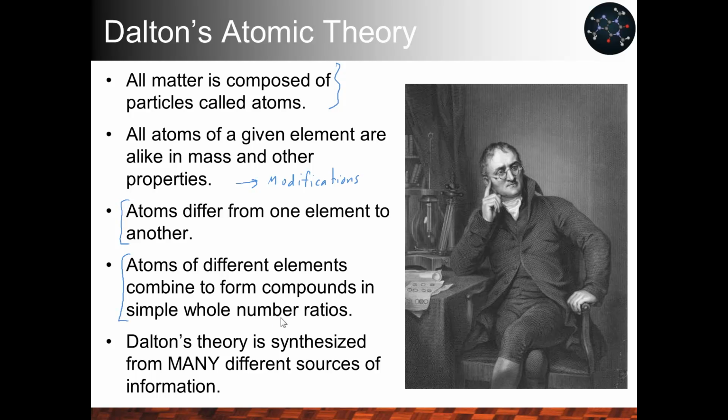So if they just bond together in some whole number ratio, that means these atoms aren't splittable. I'm not adding half an atom of hydrogen to something. All I can add is one atom of hydrogen to something. And that must be what's leading to these constant mass ratios that we see experimentally.